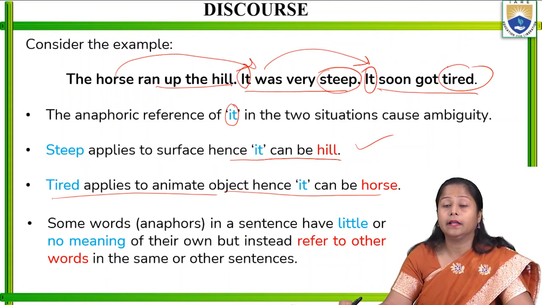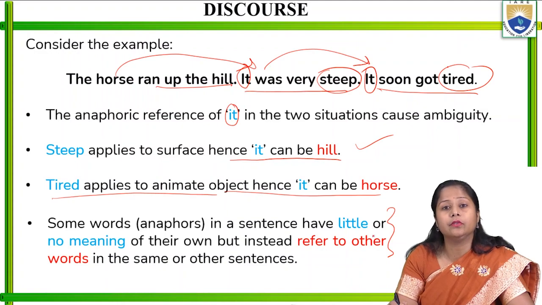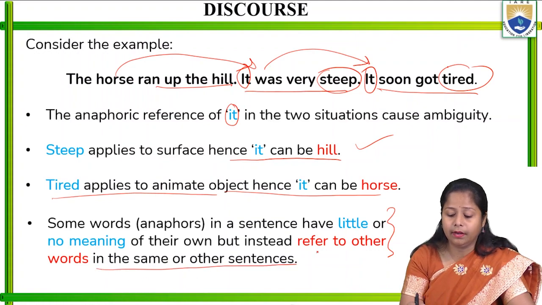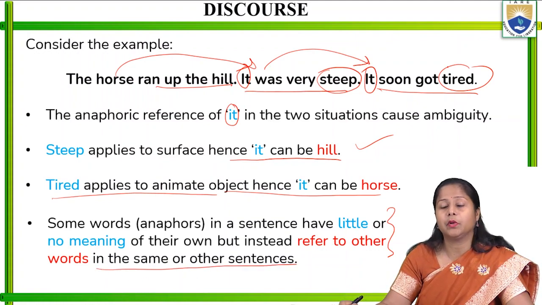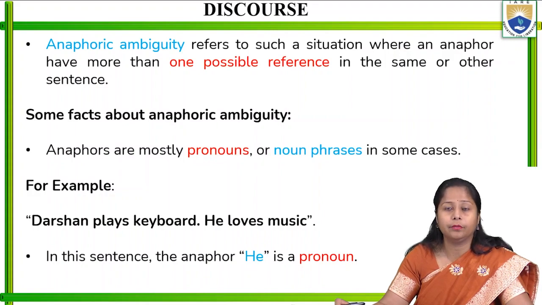So likewise in discourse analysis, discourse ambiguity can differ with the anaphors. Now some anaphors in a sentence have little, and sometimes no, meaning of their own, but instead refer to other words in the same or other sentences. So this possibility can again occur with other types of sentences. Now, anaphoric ambiguity refers to a situation where an anaphor has more than one possible reference in the same or another sentence. So that is the possibility.